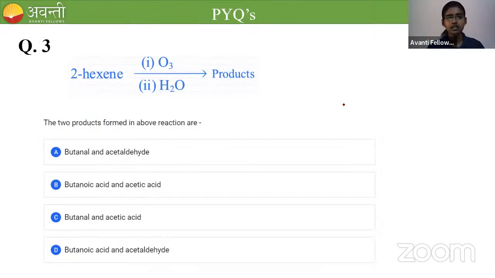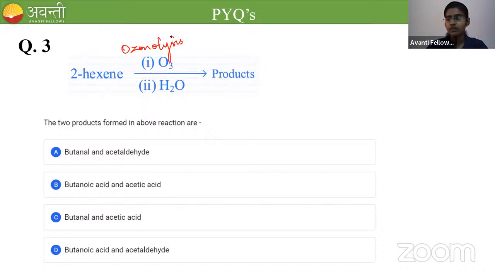So 2-hexene with O3 and H2O gives the products, and the two products formed in the above reaction are... So what is the name of the reaction? O3 with H2O. What is the name of this reaction? Can anyone let me know in the chat box? The name of the reaction. It is ozonolysis, right? So the name of the reaction is ozonolysis.